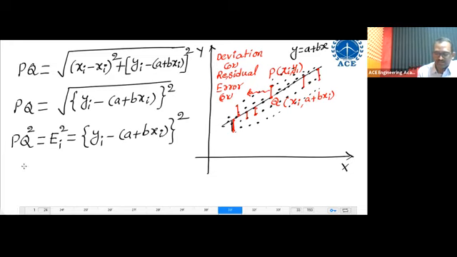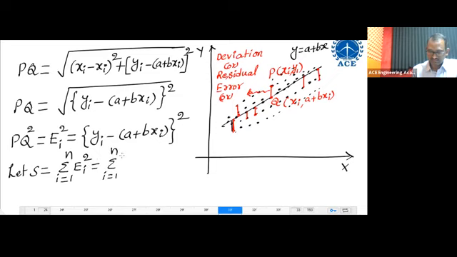I'm finding the sum of the squares of the errors, because by adding this error plus this error plus this error, we will get a big error. The sum of the squares of the errors will be minimized. Let S be the sum of the squares of the errors for n number of points, that is, the sum of yi minus (a plus bxi) whole squared.